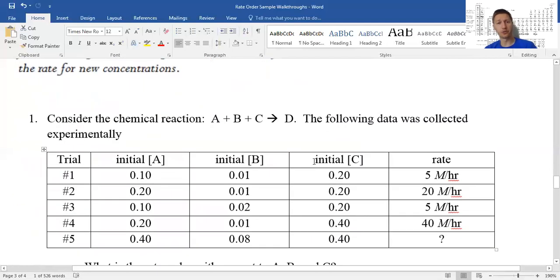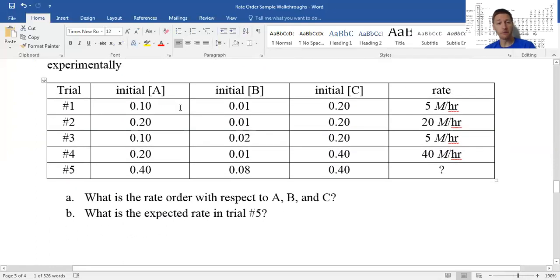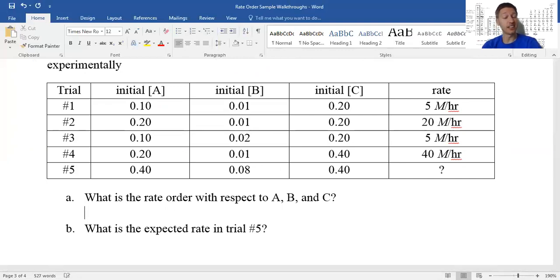Let's do a couple more examples here. So we're going to find out how A, B, and C influence the rate of the reaction to make D. And so we have some trials here. So to find the rate order with A, we need to find out which trials we could use to just look at A and isolate A.